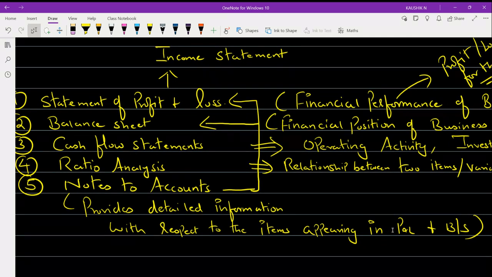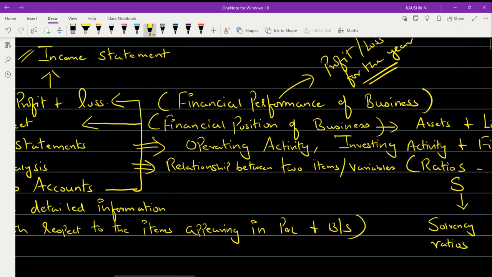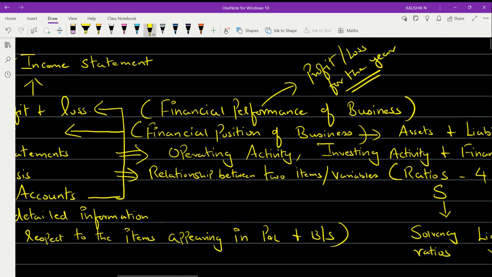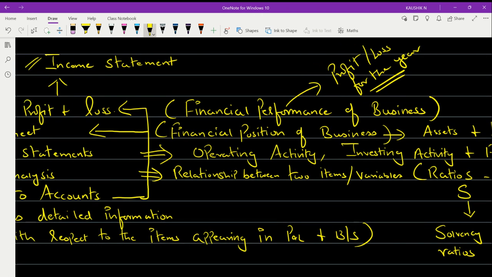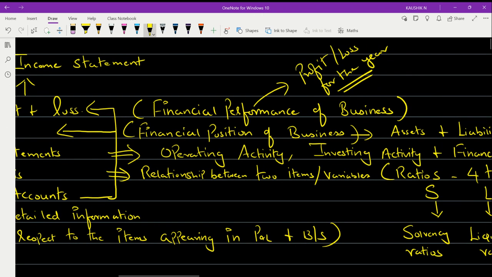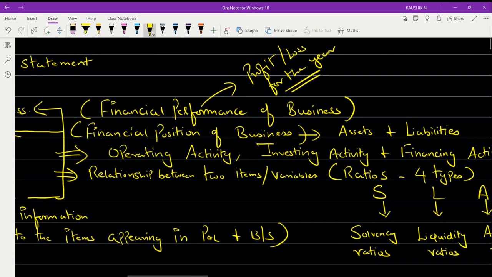The profit and loss has another name, that is the income statement. It provides us the financial performance of the business with respect to the profit earned or the loss suffered for that particular year. The second one is the balance sheet, which gives us the financial position of the business with respect to the assets and the liabilities.